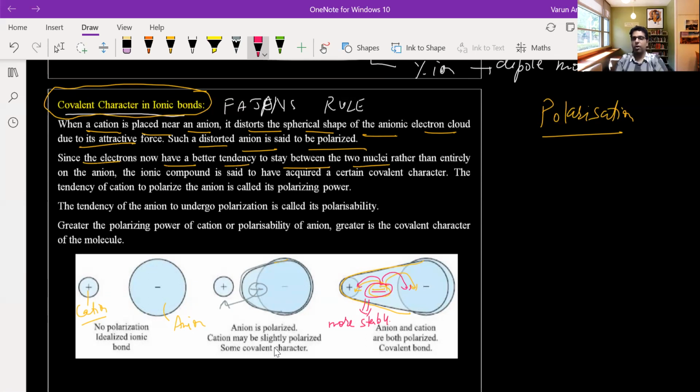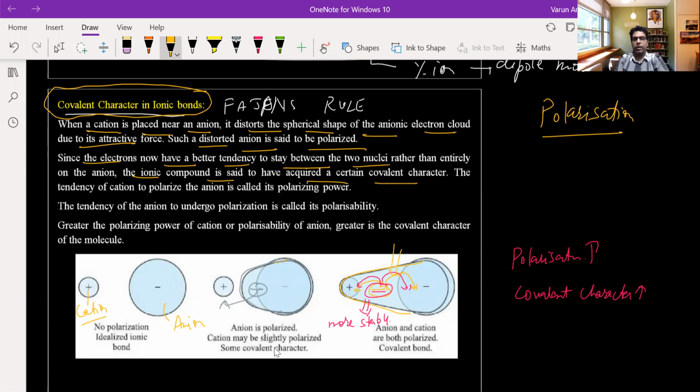So what is a covalent bond? A bond formed by the sharing of electrons. When the electrons are more shared, when it is more polarized, the covalent character is more. So more is the polarization, more is the covalent character. The ionic compound is said to have acquired a certain covalent character. When the electrons are shared, the ionic compound will acquire some covalent character.